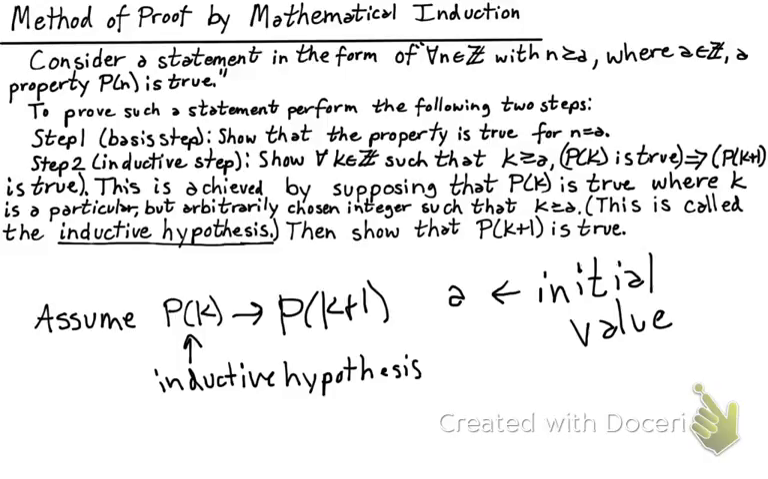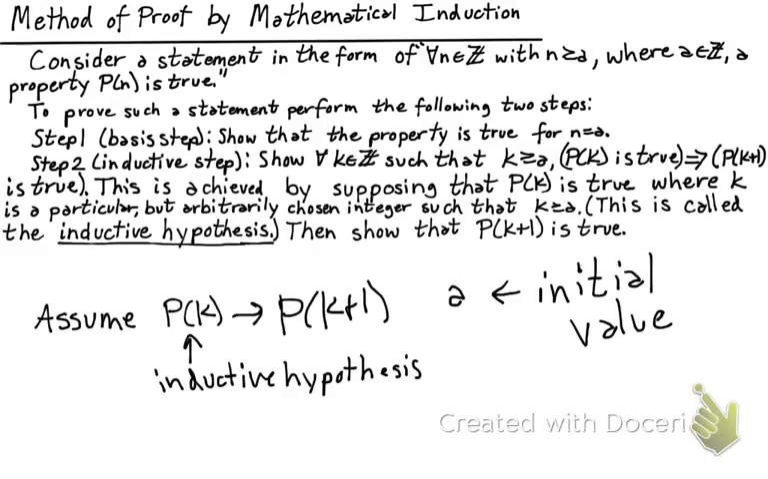So step 2 says the inductive step: show that for all k elements of the integers such that k is greater than or equal to a, if P of k is true, then P of k plus 1 is true. This is achieved by supposing that P of k is true, where k is a particular but arbitrarily chosen integer, such that k is greater than or equal to a. This is called the inductive hypothesis. Then show that P of k plus 1 is true.